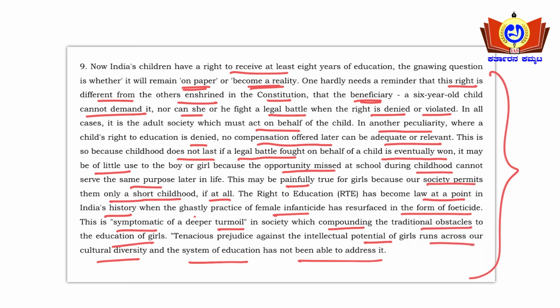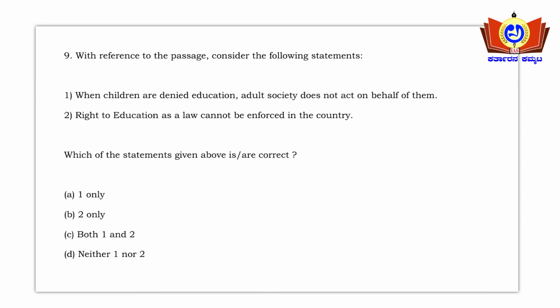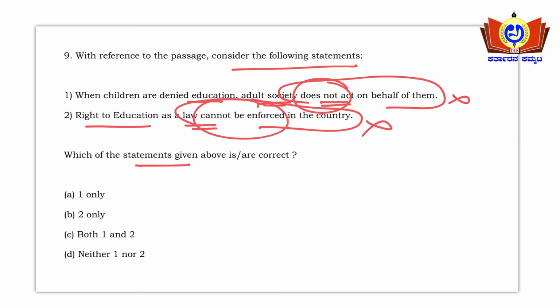The question will be, with reference to the passage, consider the following statements here. When children are denied education, adult society does not act on behalf of them. Does not act. No, this is wrong here. Right to education as a law cannot be enforced in the country. No, cannot be enforced in the country. So this is also wrong here. Which of the statements given is correct here? So option D, neither 1 nor 2, is the right answer here.